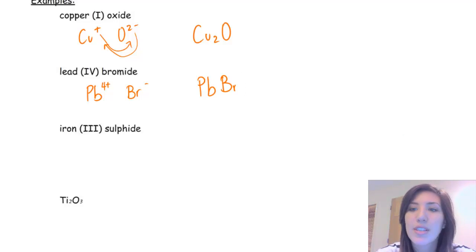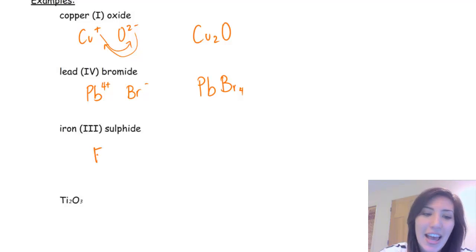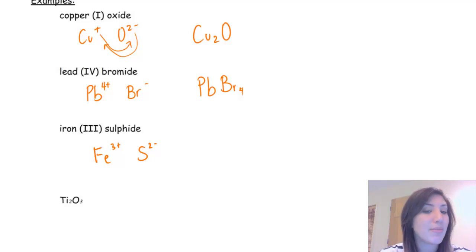Even Mrs. Burns can make a mistake. Oopsies, there we go. Iron(III) sulfide looks like this, Fe3 plus, and sulfur is 2 minus. So if we crisscross those down, we end up with Fe2 and S3.